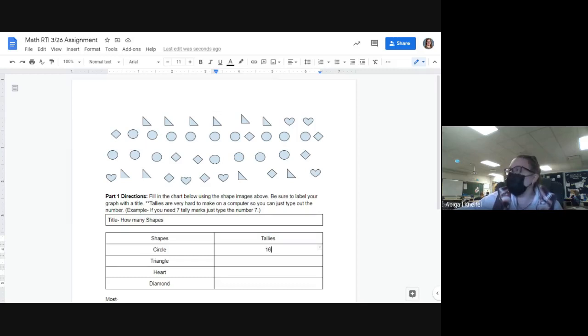And then triangles: 1, 2, 3, 4, 5, 6, 7, 8, 9, 10. There were 10 triangles. Hearts, there were 1, 2, 3, 4, 5, 6 hearts. And lastly, this was the one people got the most wrong. For some reason, diamonds was counted the most incorrect: 1, 2, 3, 4, 5, 6, 7, 8, 9. There were 9 diamonds.